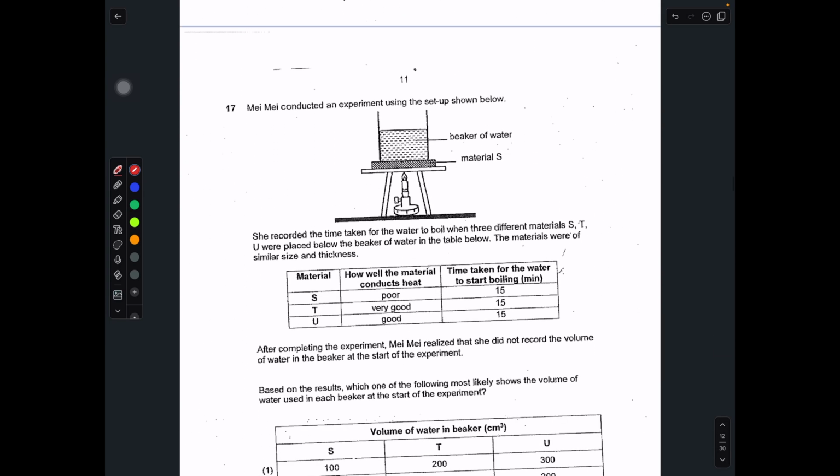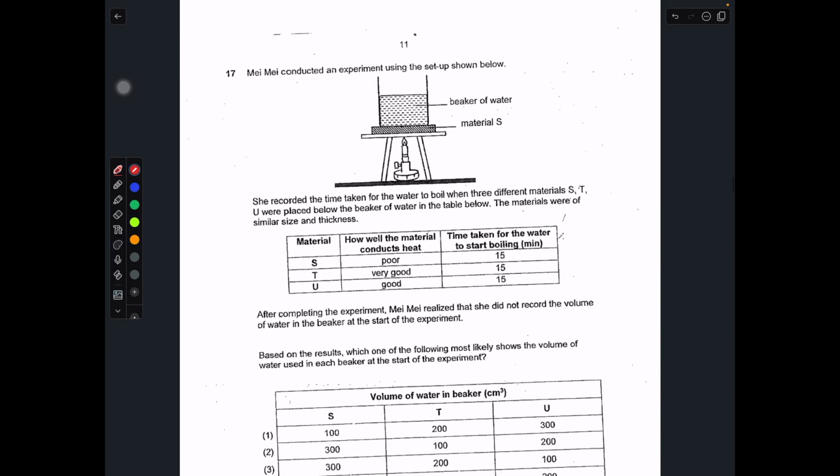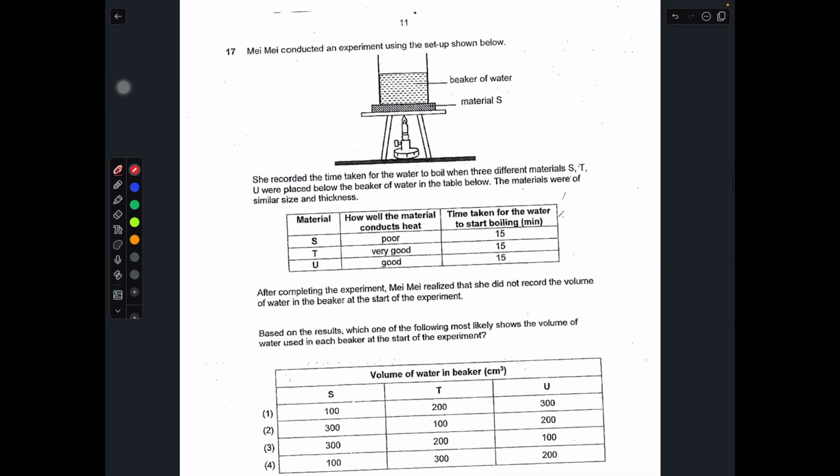Okay, we may conduct an experiment using the setup below. So we have a beaker of water, and this material below. She recorded the time taken for the water to boil when 3 materials were placed below the beaker of water, and the materials are made of the same size, same thickness. This is to ensure a fair test, because they don't want thickness and size to affect the rate of heat gain by the material. So you get 3 materials, they tell you poor, very good, and good. And you probably know that this is the best and this is the poorest conductor of heat.